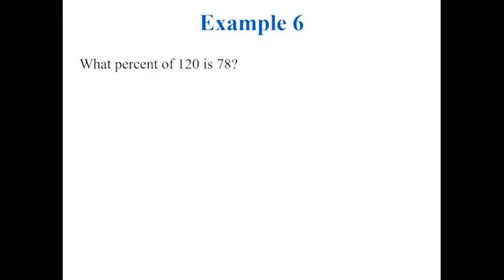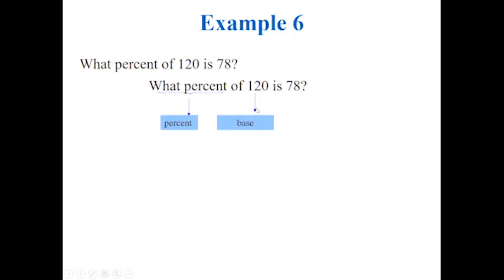Last slide. What percent of 120 is 78? The unknown this time is the percent of 120. So 120 is the base. The leftover is 78. That must be the amount. Amount over base equals percent over 100. 78 over 120 equals P, the unknown, over 100.